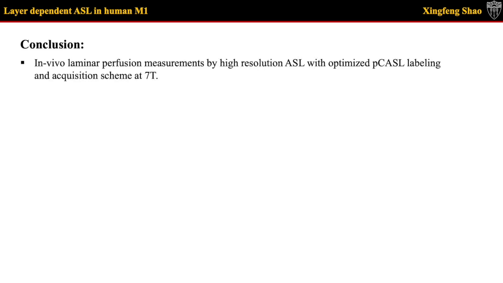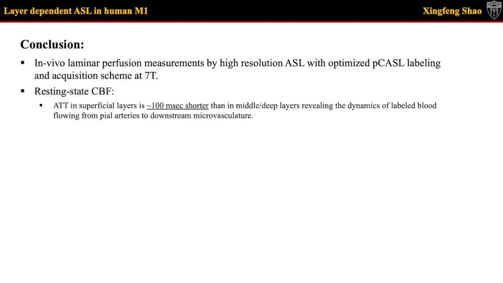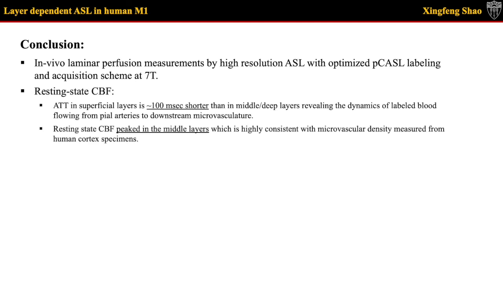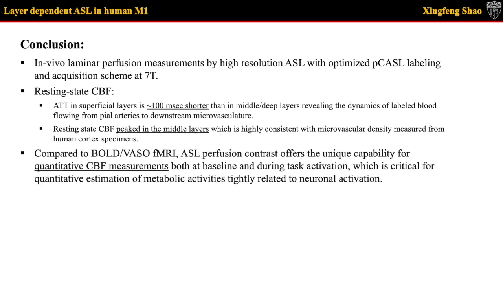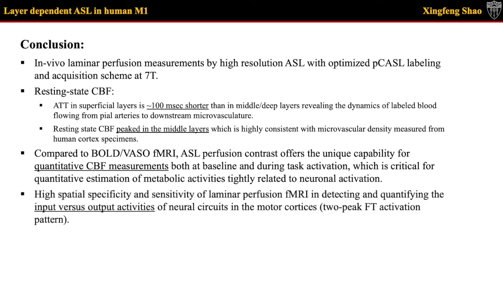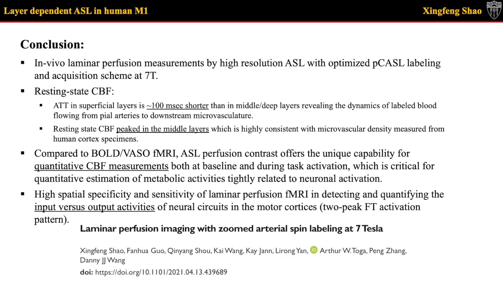In conclusion, laminar perfusion can be measured by ASL at 7 Tesla. Resting state data reveals the dynamics of the labeled signal, and the CBF profile is highly consistent with the neurovascular structure. ASL perfusion also offers quantitative measurements as compared to BOLD or VASO fMRI. We also demonstrated high spatial specificity and sensitivity of laminar perfusion fMRI. For more details, please refer to our new paper on bioRxiv.